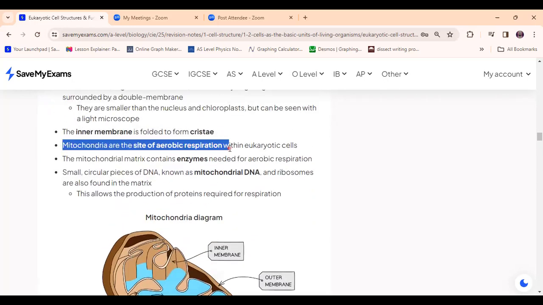And what is the function of mitochondria? It's actually the site of aerobic respiration, or as we say, oxidative phosphorylation, within eukaryotic cells. Exactly, they are present in eukaryotic cells.